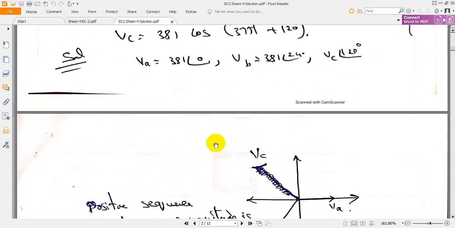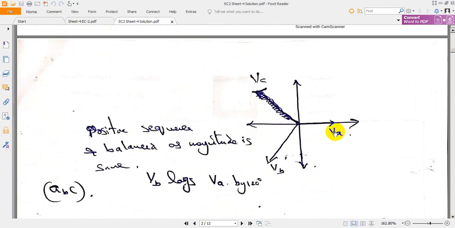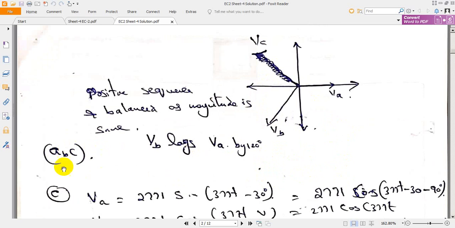And moreover, if we check the phase sequence, we need to start from the x-axis and move in the clockwise direction. When we move, we find the VB vector. Hence the phase sequence is ABC.